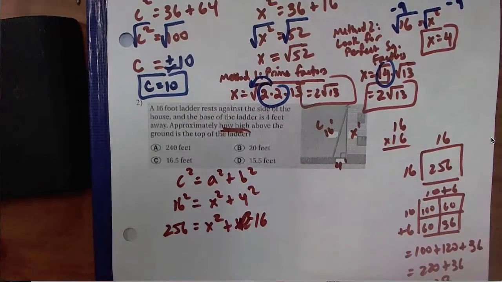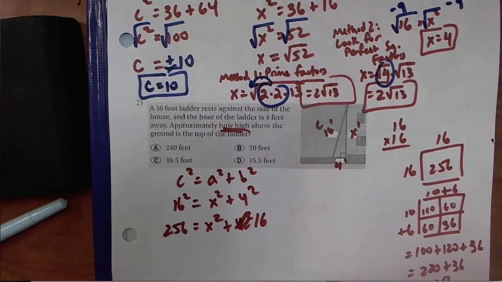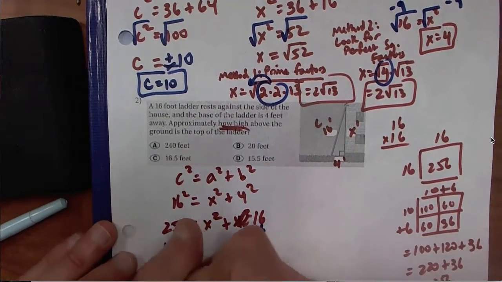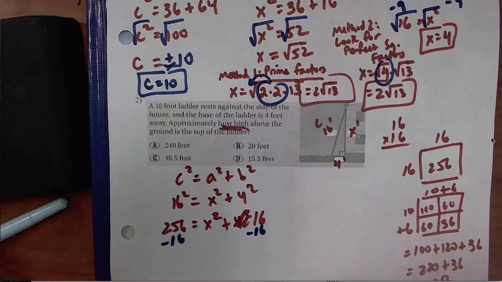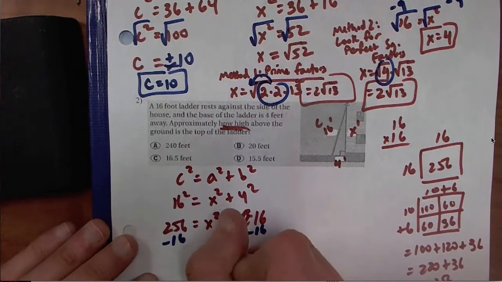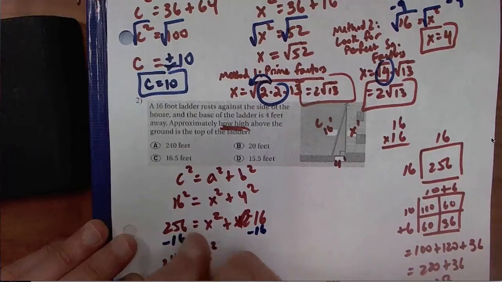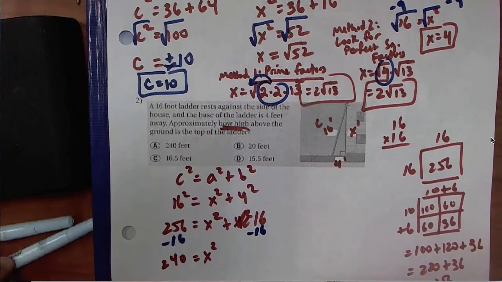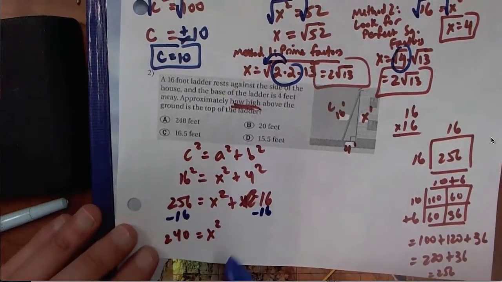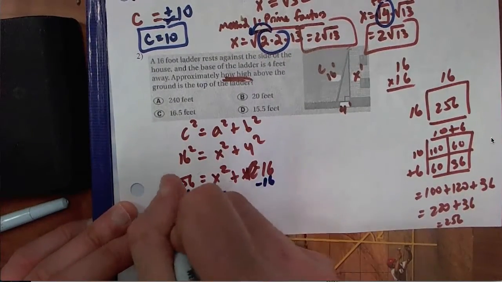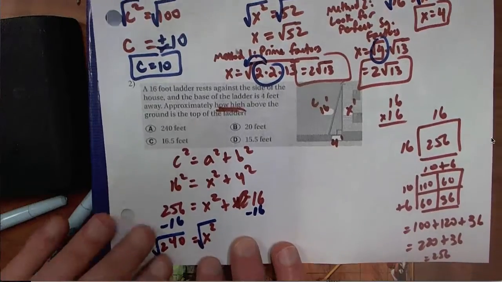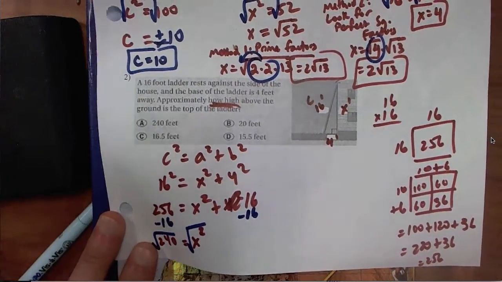4 squared is 16. So we subtract 16 from both sides. We get x squared equals 240. Now, you might be tempted to pick letter A, but again, this is x squared. So I just square root both sides. Now again, let's say we don't have a calculator. We know the answer is not A.